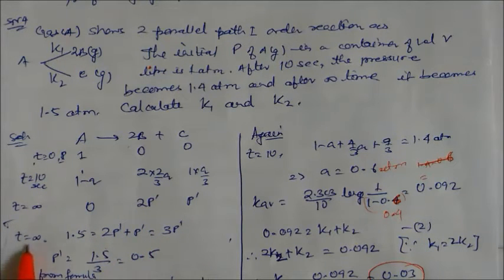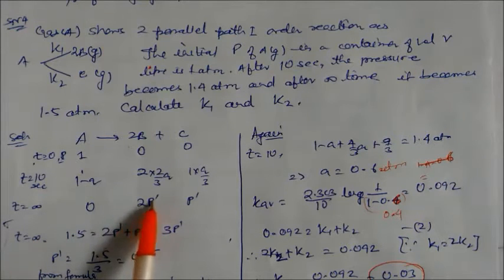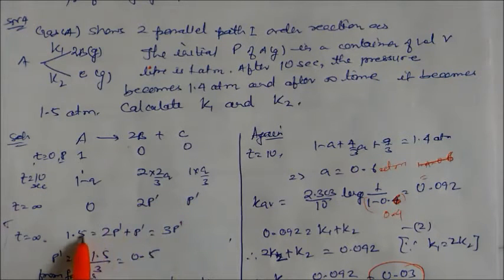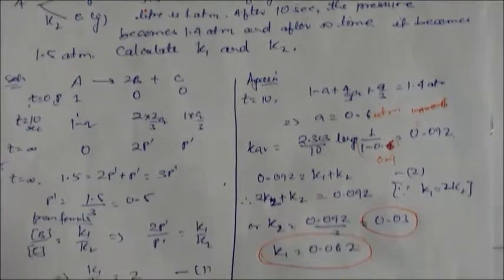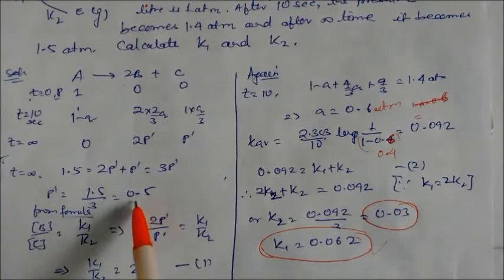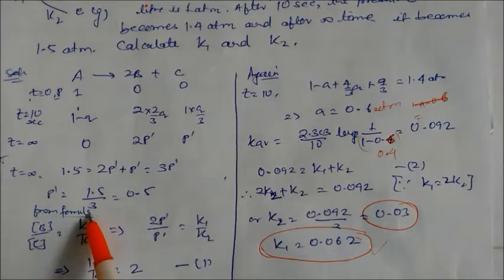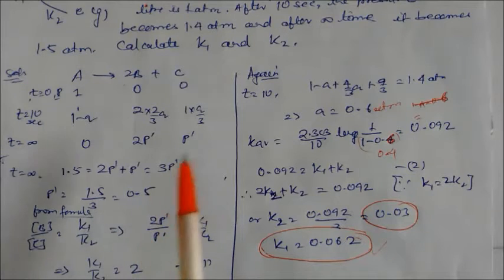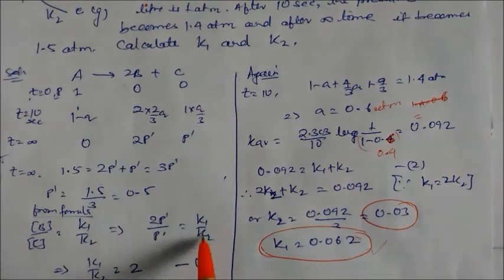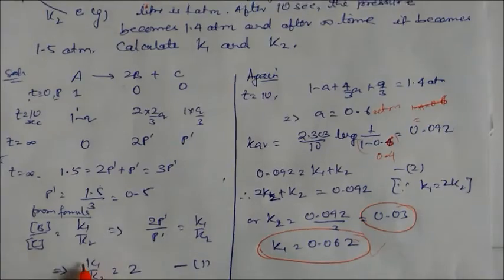Now at infinity, the total pressure is 2P dash plus P dash, and that is nothing but 1.5. So this will give you 3P dash, which means P dash is 0.5. From the formula we know that the concentration of B by the concentration of C is nothing but the ratio of the two, so 2P dash by P dash. This will give you K1 plus K2. So K1 by K2 is nothing but 2.